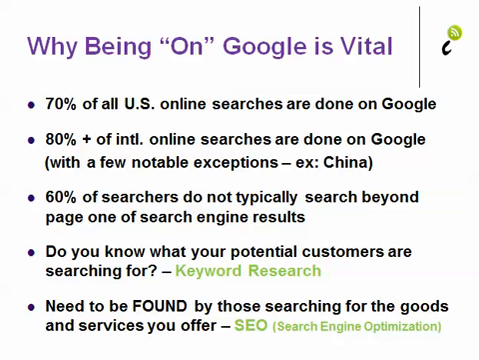Next one is why being on Google is vital. And that's because 70% of U.S. online searches are done on Google. That number fluctuates a little bit between about 68 and 72. Right now, it's about 69% of all searching in the U.S. is done on Google. Just for curiosity's sake, because I know a lot of you are just chomping at the bit to know these numbers.